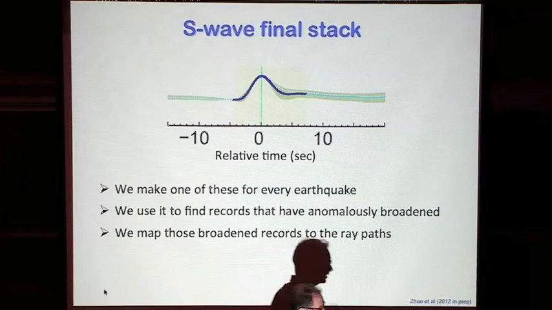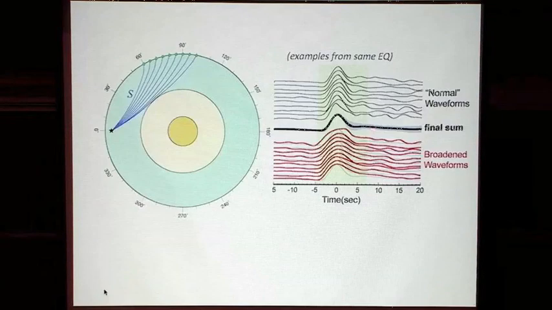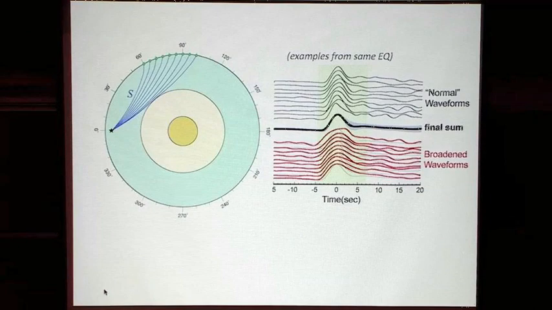It turns out that many of the data, this is for the earthquake I just showed you, here's a final sum. We use the narrowest half of the population to define a sum, and then we look for weird waveforms. Some 10% of the data have broadened waveforms that can't be explained by the earthquake. It has to be structure somewhere.